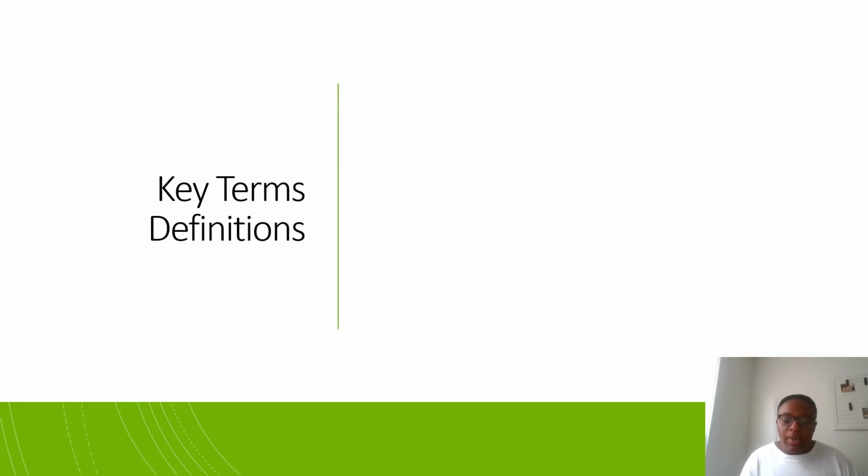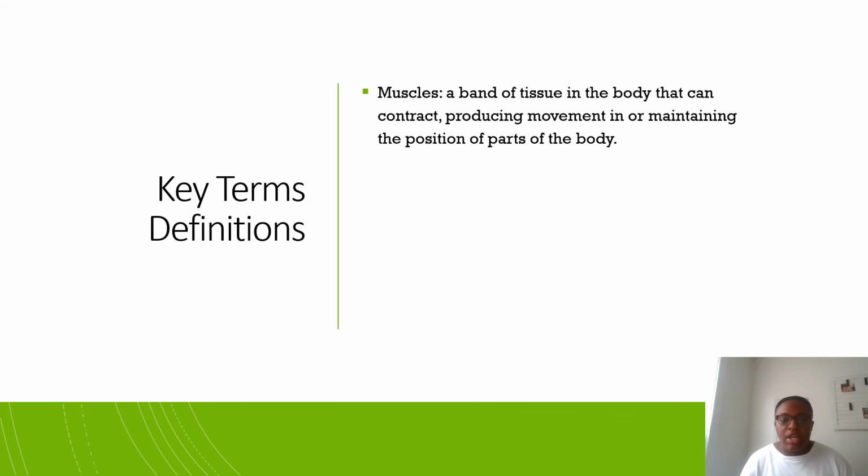Afterwards, like I said, when I present those key terms and they read the article, that's when I will start presenting the definitions. So, for example, I would say for muscles: a band of tissue in the body that can contract, producing movement in or maintaining the position of the body parts.